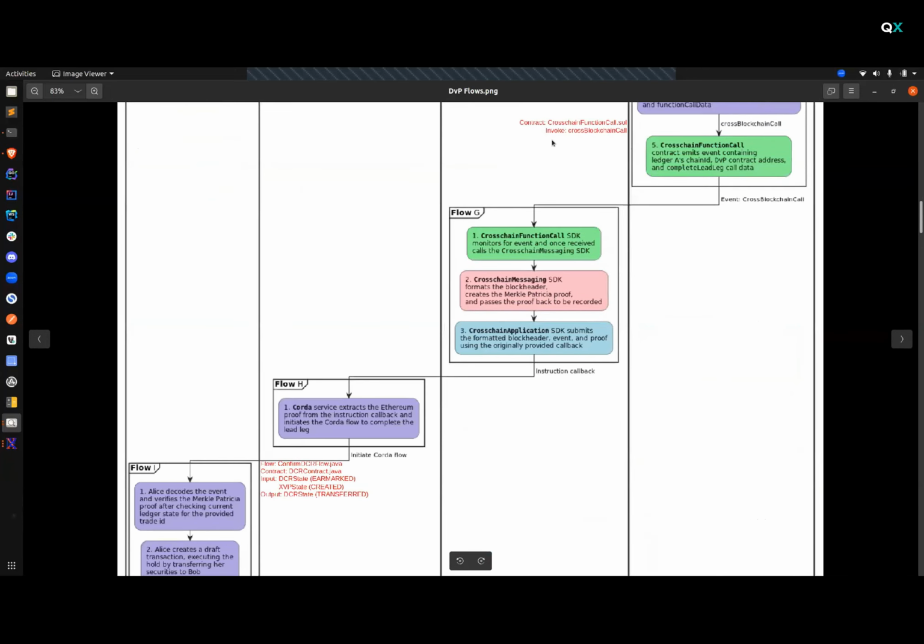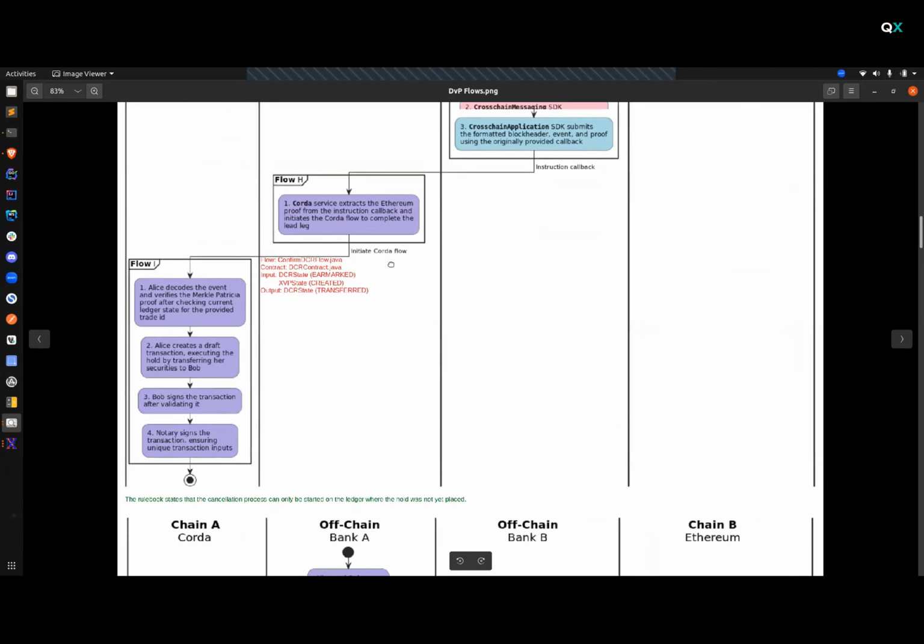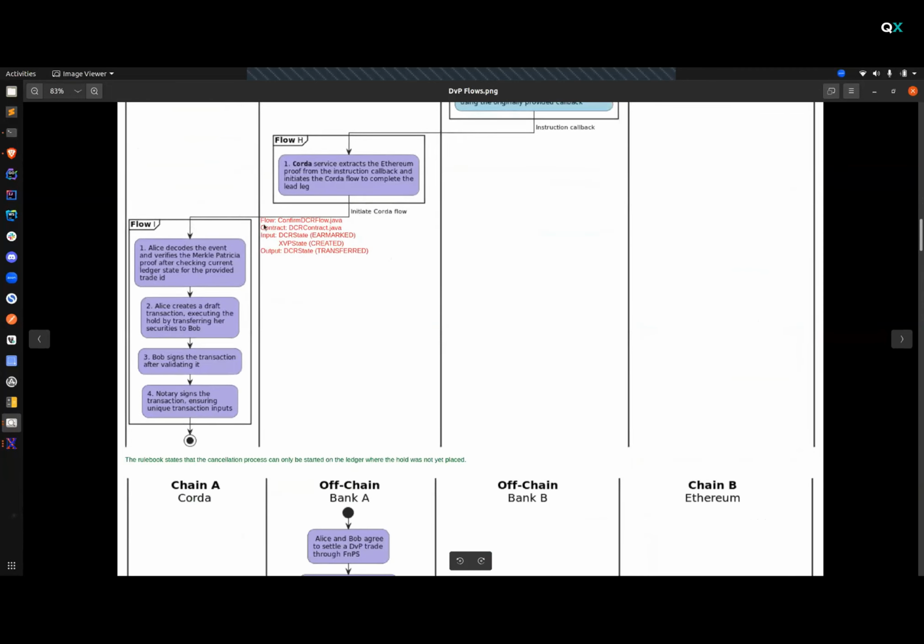Callbacks can be changed at a later stage if our Corda app was a little bit more evolved into being able to have interop layer states that we can interact with directly. But for now, the Corda service will then initiate the Corda confirmed DCR flow. This would be like complete lead leg, the Ethereum equivalent.